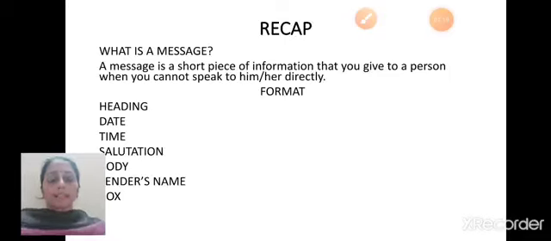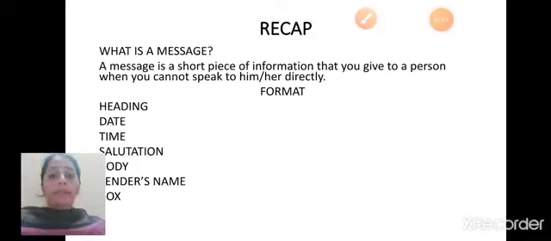Heading is nothing but the word message to be written in capital and bold letters. It will come on the very first line and in the middle of the line. Followed by date. Date will come on the next line. You will leave a line after the word message. On the left hand side, after leaving the line, you will write down the date in expanded form. 18th August 2021. This is the expanded form.